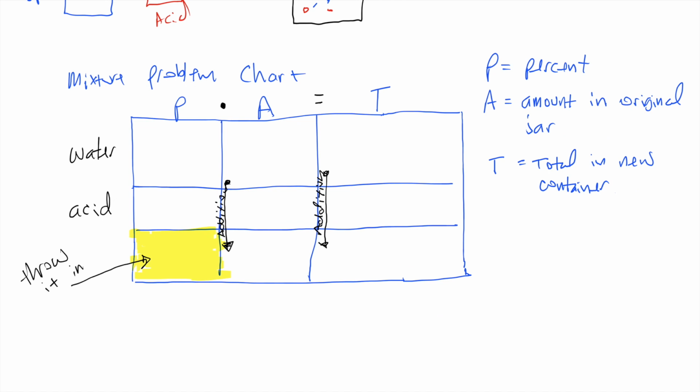So you don't add the yellow column. You can add the A column and you can add the T column. You cannot add the P column. So I guess you could think of it as never add P to your mix.